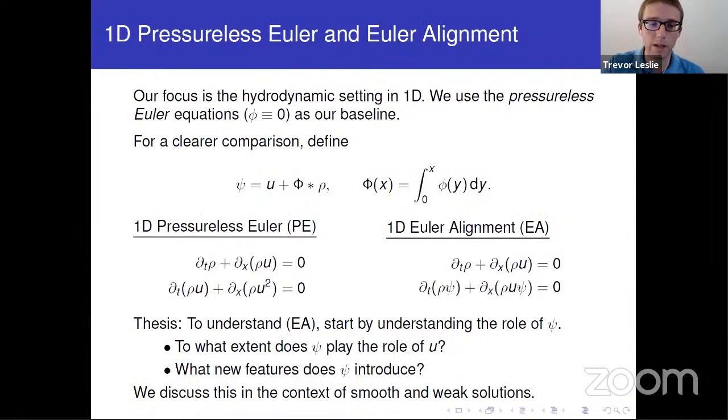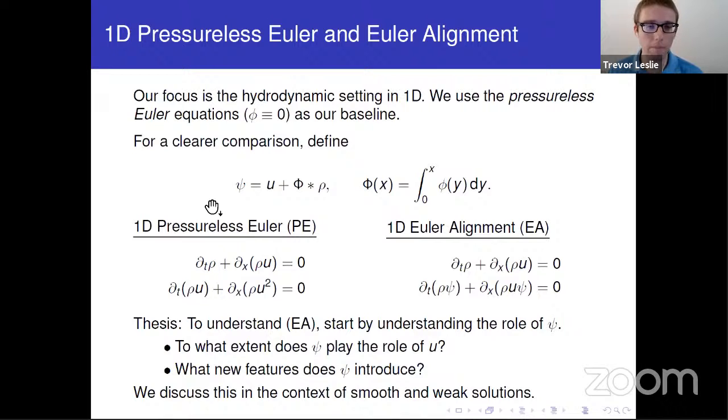Okay, so we want to study the non-local alignment forcing, but let's remember that this force is being added to the pressureless Euler equations, which is what we get if we set the communication protocol equal to 0. So I think it's natural to take the pressureless Euler system as our baseline and see what we can learn from it. And I'll talk about dimension 1 almost exclusively here.